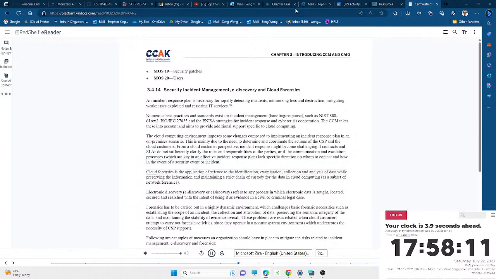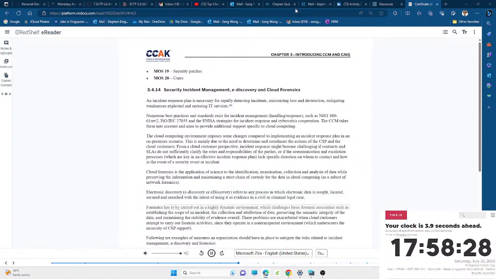Cloud forensics is the application of science to the identification, examination, collection, and analysis of data while preserving the information and maintaining a strict chain of custody for the data in cloud computing, as a subset of network forensics. Electronic discovery, or e-discovery, refers to any process in which electronic data is sought, located, secured, and searched with the intent of using it as evidence in a civil or criminal legal case.